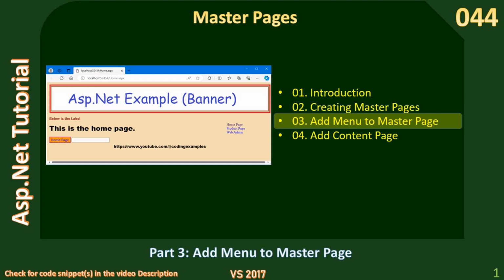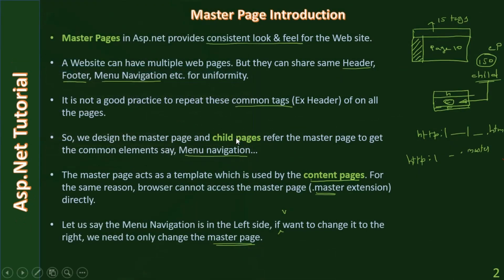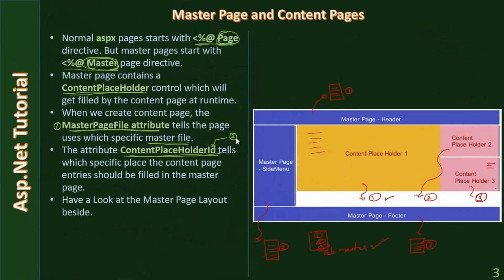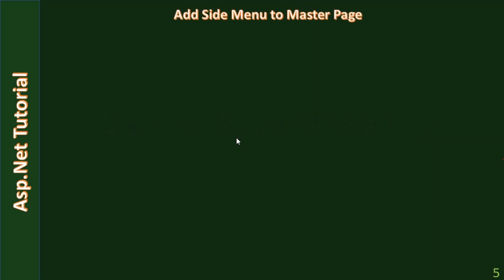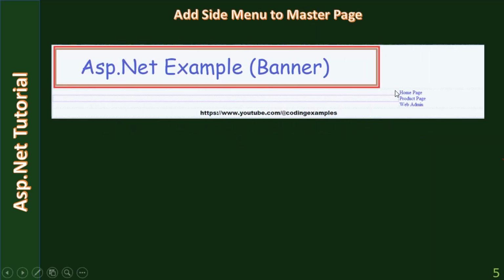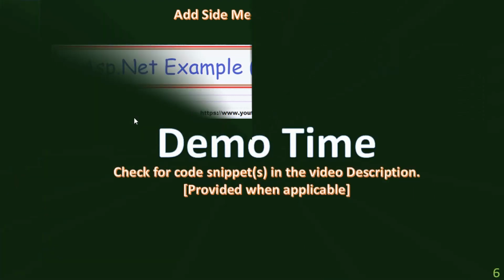In this video, we will add a menu in the side of the master page. So here is where we want to add the menu. In the last video, we configured the master page. Now let's go ahead and add the side menu. So this is the side menu. Now we will go to the demo.